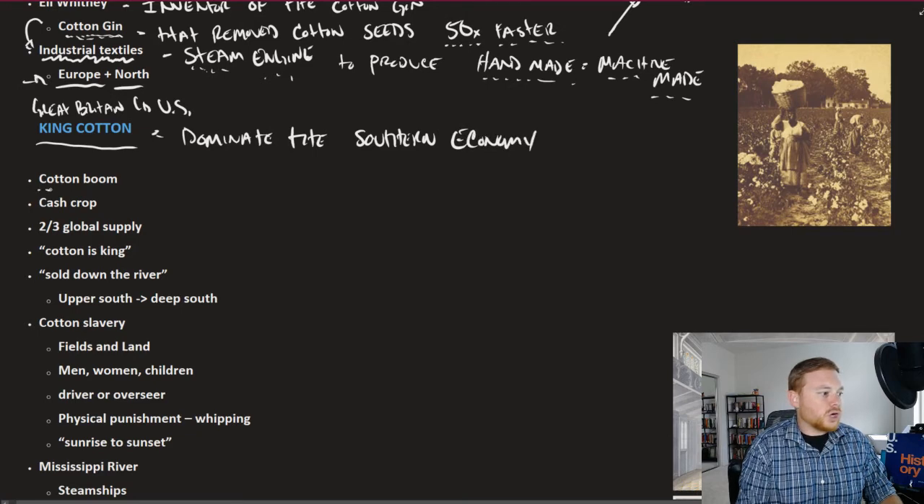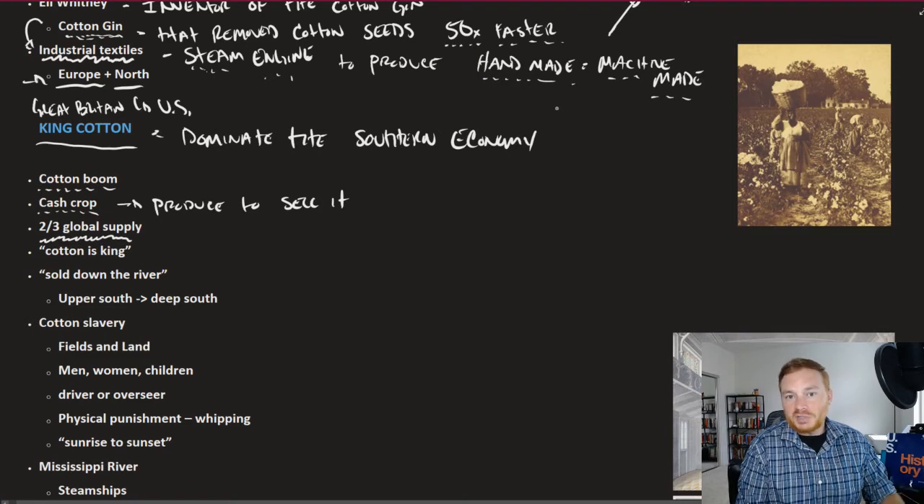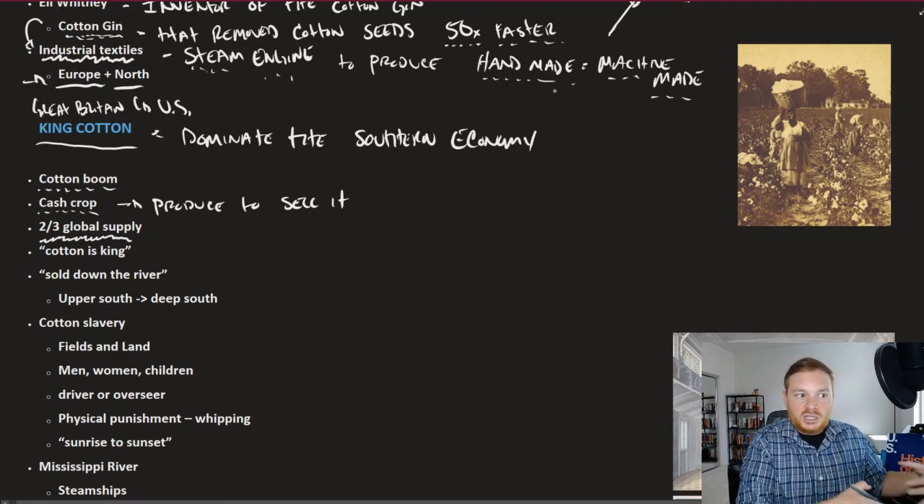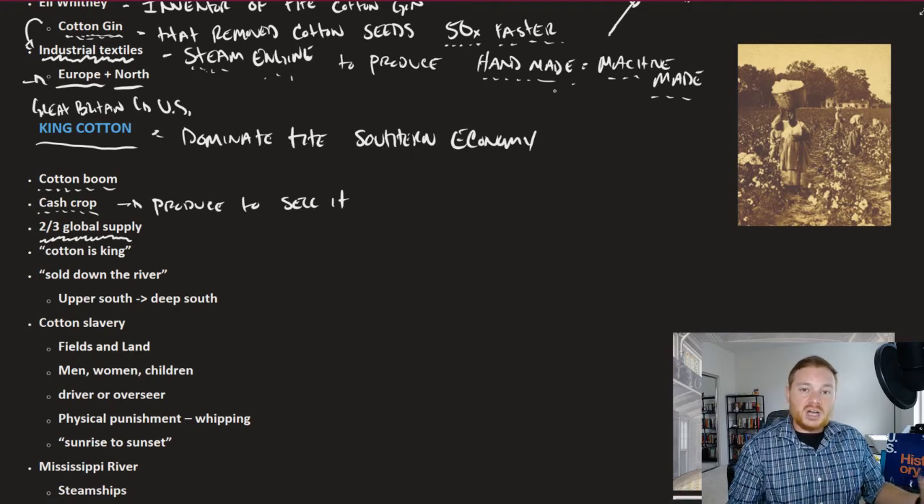You had a huge cotton boom, and of course, cotton was a cash crop. That means you produce it to sell it. At the height, the United States produced two-thirds of the entire global supply of cotton. So this wasn't just a lot of cotton being produced by the standards of the U.S. This was a lot of cotton being produced by the standards of the entire world.